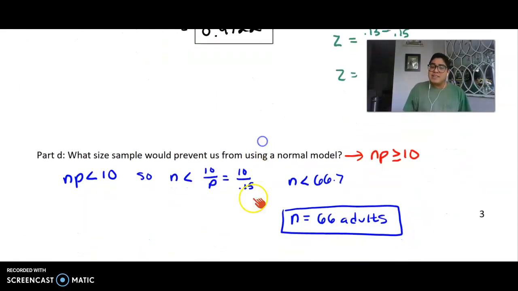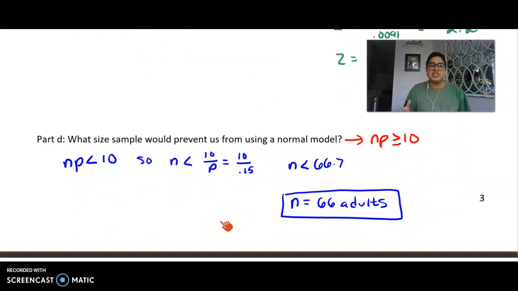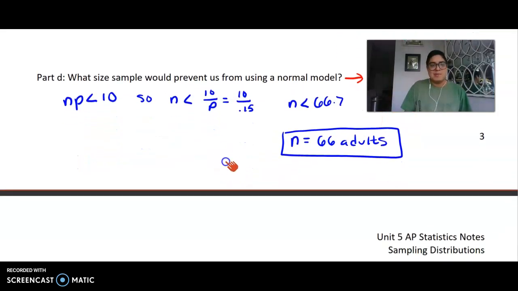All right, now a big thing on the AP exam is the violation of conditions. And here it says, what size sample would prevent us from using a normal model? Now remember, in order to use a normal model, the successes and failures both have to be at least 10. So to not use a normal model, they'd need to be less than 10. So I just do some substitution here. If I had 66 adults, 66 times 0.15 would not be 10, and I could not assume that the shape of the sampling distribution is approximately normal because this violates the large counts condition. So that's just one thing you have to consider: yes, it's the AP exam, so most of the conditions will be met, but sometimes they're not always going to be met.